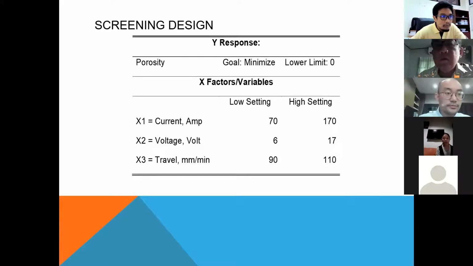So the next shows the screening design. This tabulates the objective of the experiment, that was to minimize the porosity. Identified variables were current, voltage, and travel, with low and high setting indication. So a full factorial design of experiment with 3 variables was used, resulting in 8 runs.